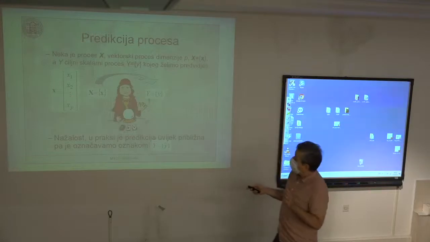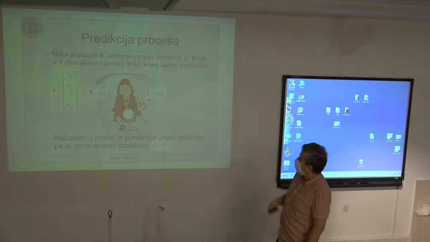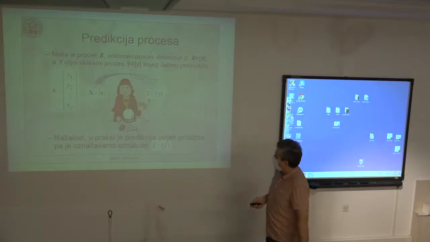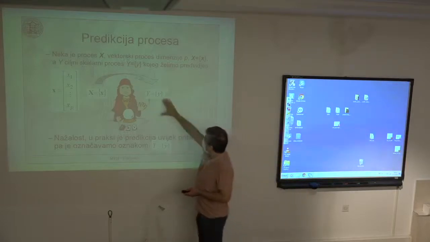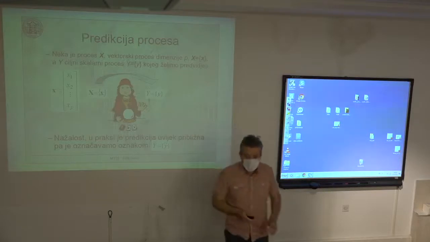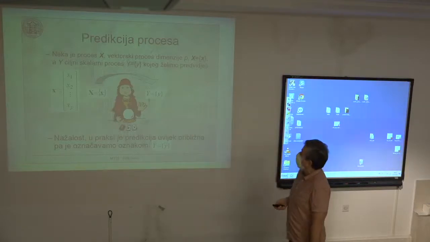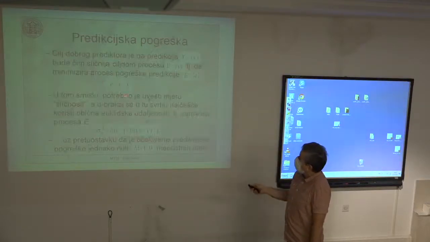From this source, I have computed the prediction of the target. And this target is also a random scalar process. So all of the three are random processes. And if I have the difference, y minus y tilde, this E is then again a random process.